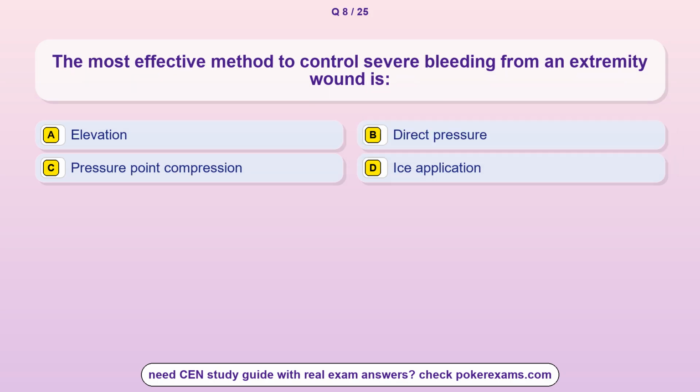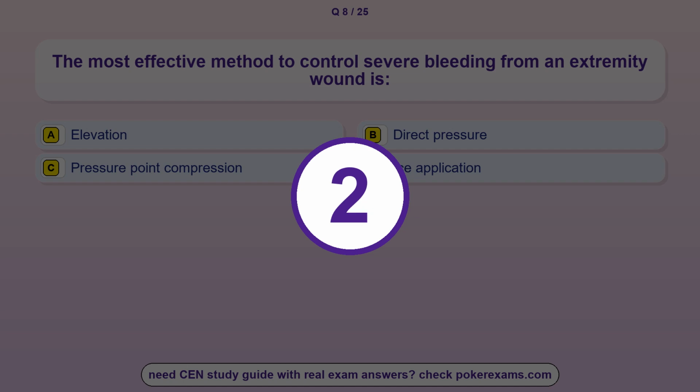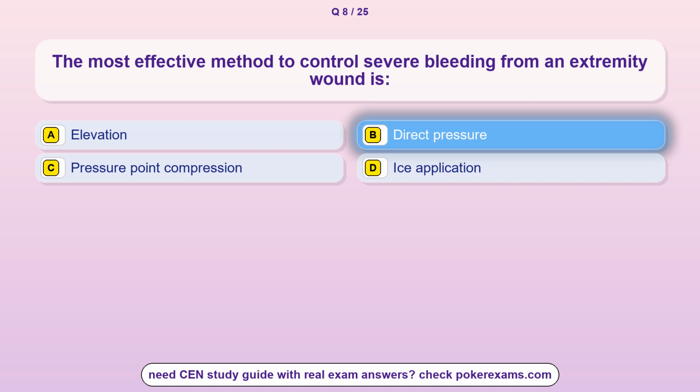Question 8. The most effective method to control severe bleeding from an extremity wound is: Option A, elevation. Option B, direct pressure. Option C, pressure point compression. Option D, ice application. The correct answer is option B, direct pressure.